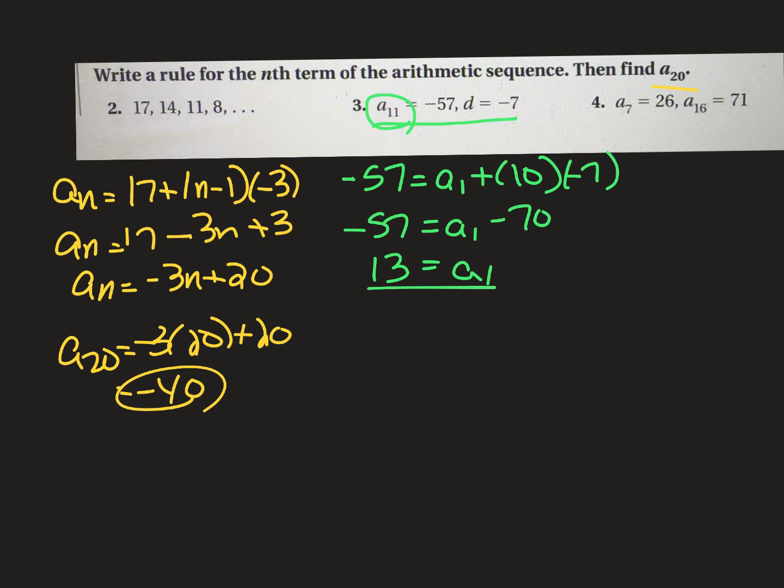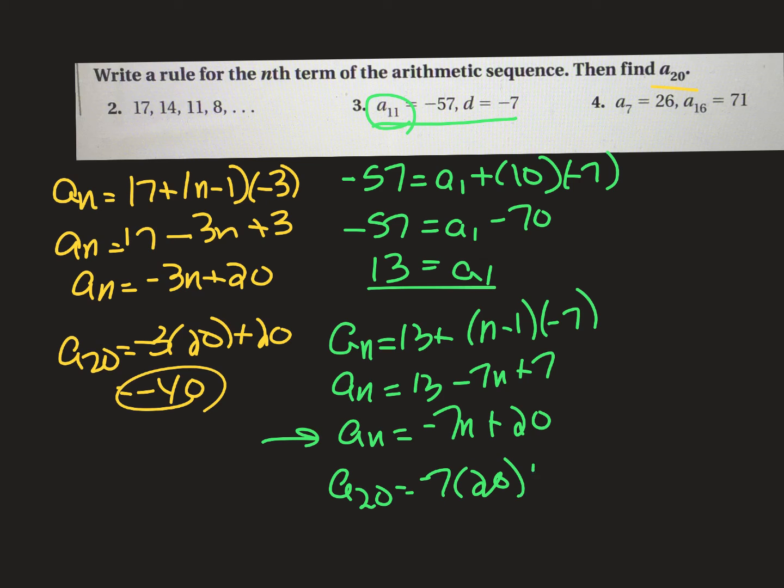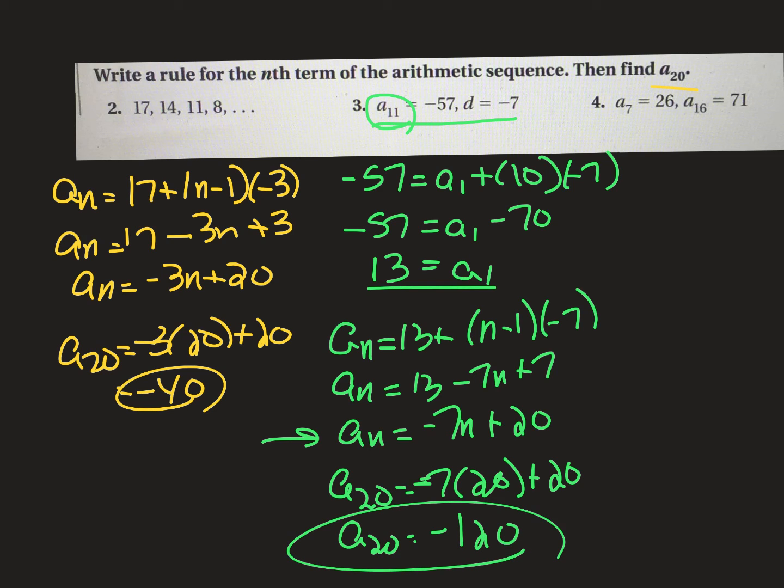That's the first term. So my rule is going to be the first term plus n minus 1 times d. d is negative 7. So I'm going to distribute the negative 7 like I've done the whole entire video. Make it negative 7n plus 7. Combine the 13 and the 7, and you get 20. So there's our rule. Then it says find the 20th term. The 20th term would be negative 7 times 20 plus 20. And negative 7 times 20 is negative 140, plus 20 would be negative 120. And there's the 20th term, and there is the rule.